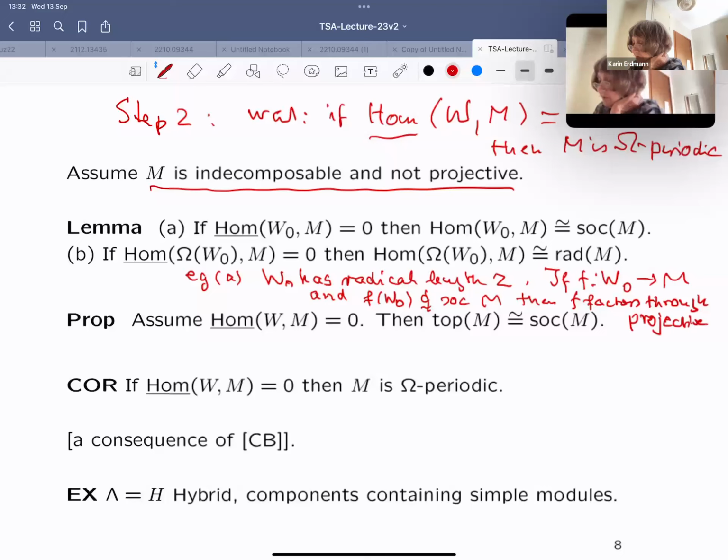And so this gives one inclusion, and the other one is similar, and part B is dual to that. Right, so if you put these things together, you can show that whenever the stable homomorphisms are 0, then the top of M is isomorphic to the socle of M. And I'm not going to discuss that, but I'm going to explain the consequence, because this uses Crawley-Boevey again. Okay. Right, so maybe I can take a new page for that.